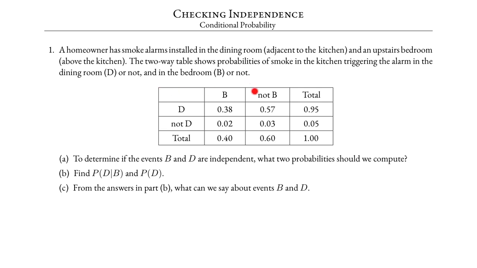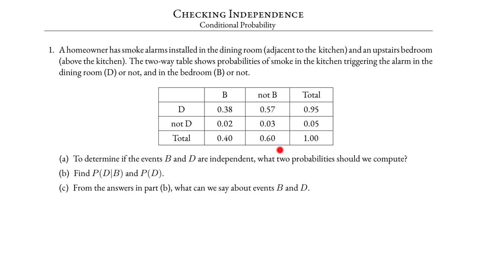We have the summarized table, or the modified version of the information given in a table. The total probabilities add up to 1. The probability that the smoke in the kitchen triggering the alarm in the dining room is 0.95. The probability that the alarm will go off in the bedroom is 0.4. But this is the given information.